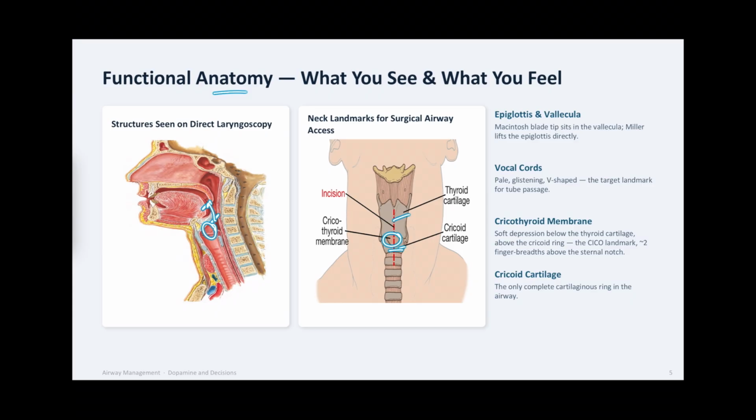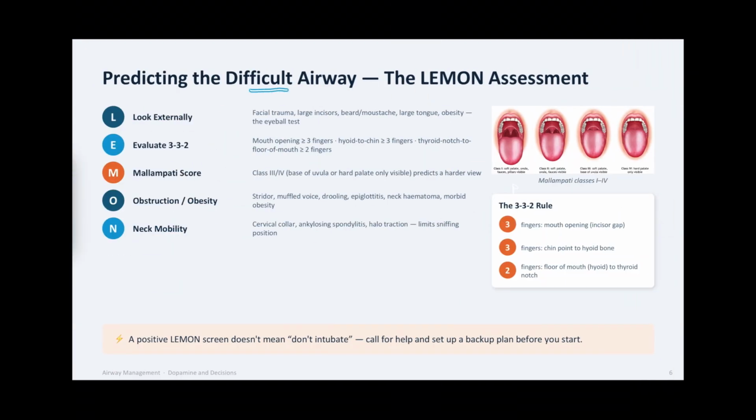Remember that the cricoid cartilage is unique because it forms the only complete cartilaginous ring of the airway. Knowing this landmark improves your speed, confidence, and patient safety during airway procedures. Next is predicting the difficult airway.